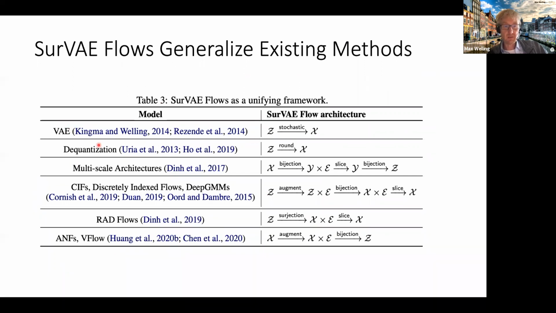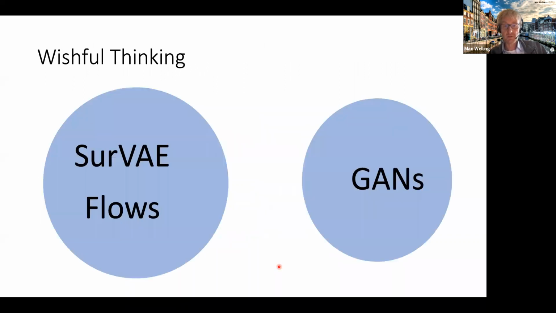So these are all architectures which have been proposed, and you can now easily think of them as an instance of this SurVAE flow architecture, right? By basically thinking of them as a stochastic map of a rounding operation or a bijection of a slicing operation, et cetera, et cetera. So now, once you understand SurVAE flows, you understand all of these papers in one go. It's kind of nice.